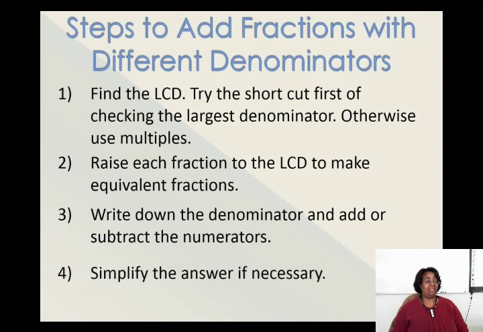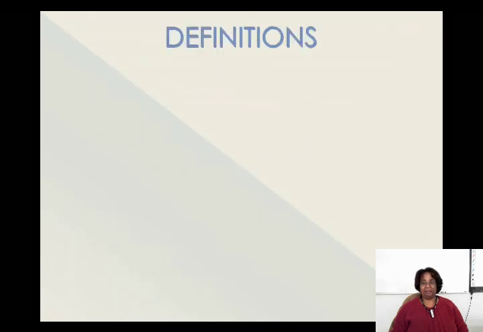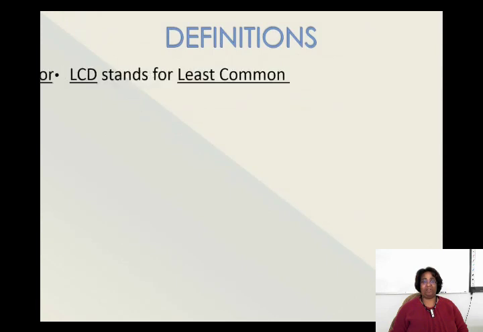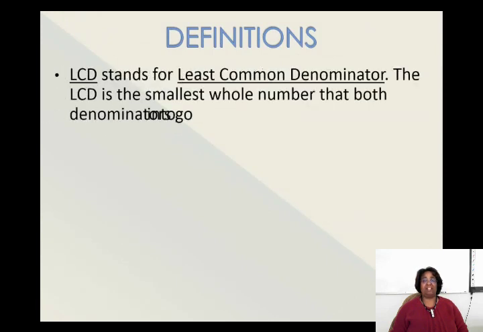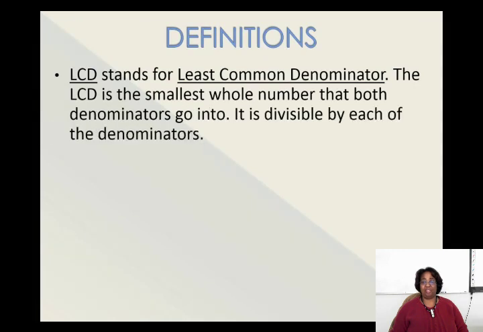Then don't forget to simplify your answer. Do not leave it improper. So let's go over. LCD stands for the least common denominator. That's the smallest whole number that both denominators will go into evenly. That means that it's divisible by both numbers.